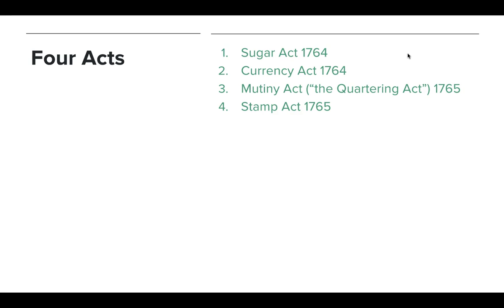Okay, so in your textbook, it actually says that there are 5 acts following the French and Indian War, and that's technically true. We're only going to focus on 4 because they've all got the commonality that they're all economic. But there was a 5th act, and it's already one that we've been covering.